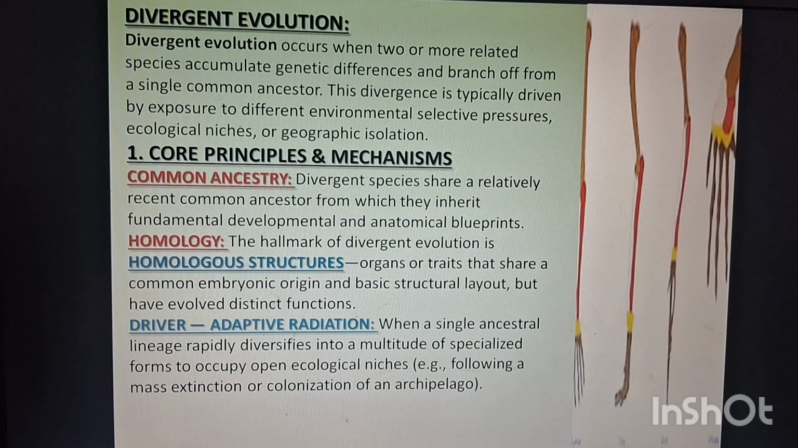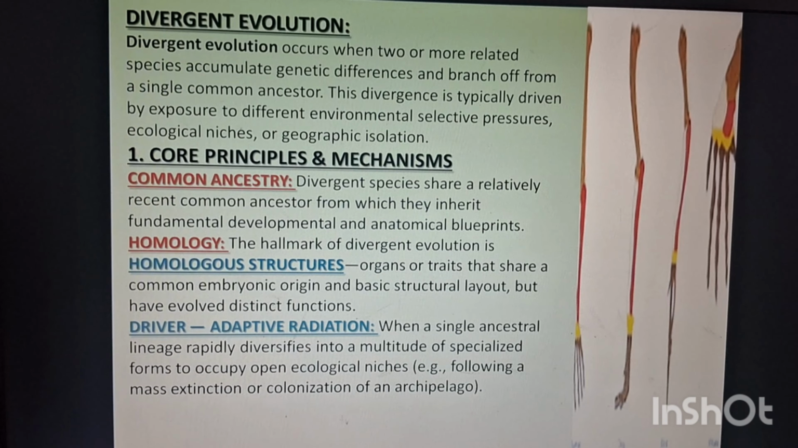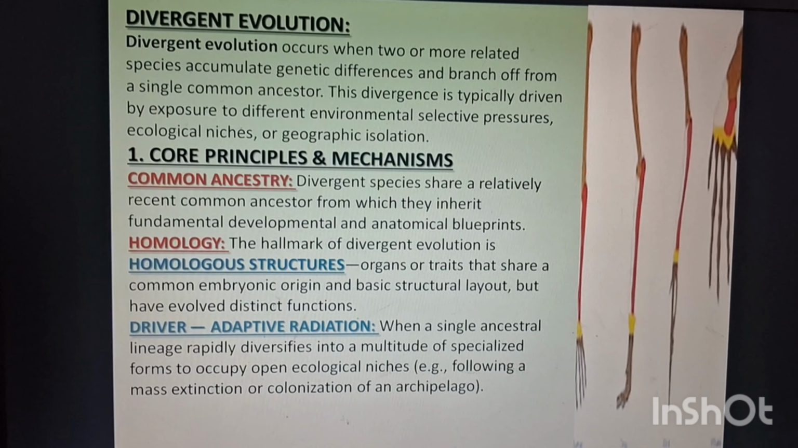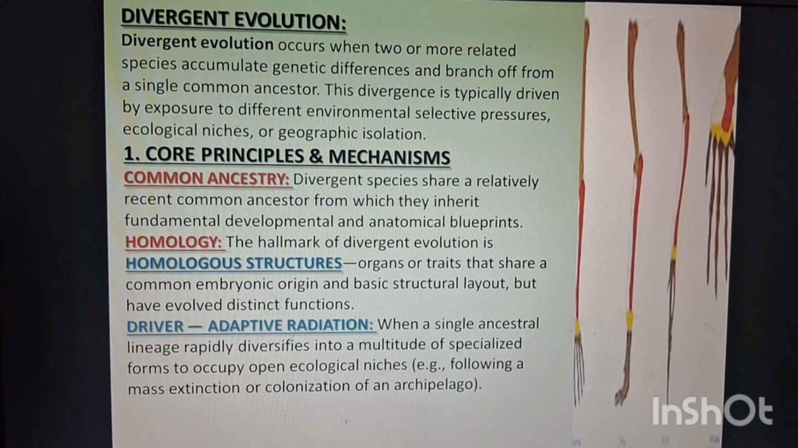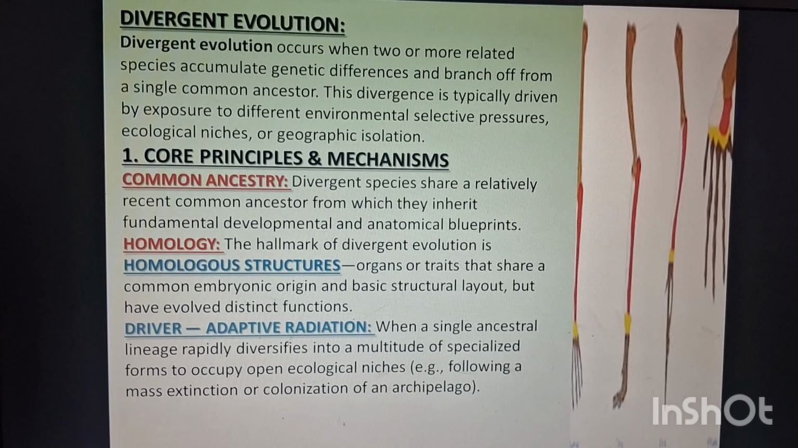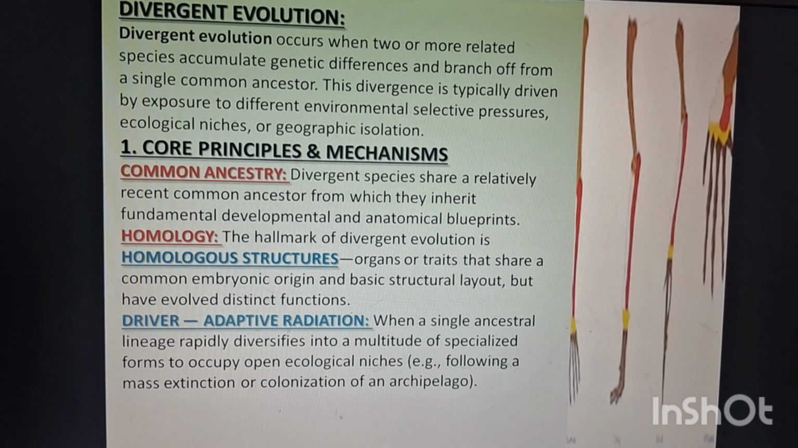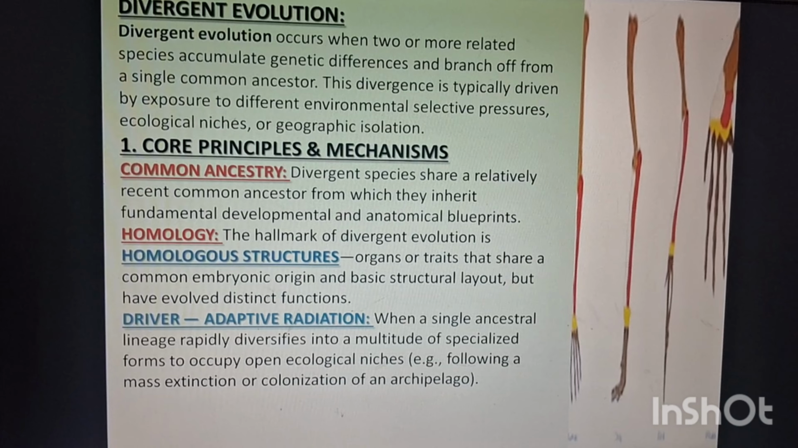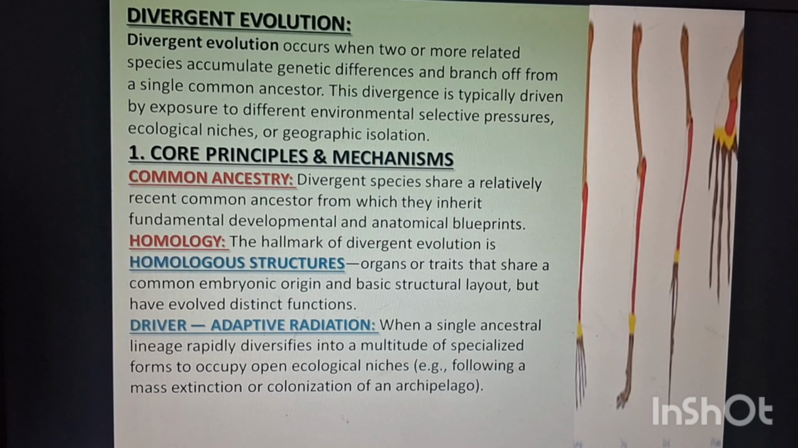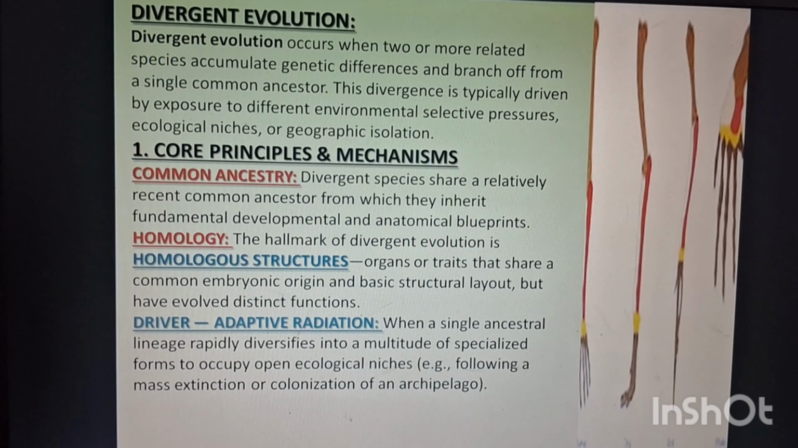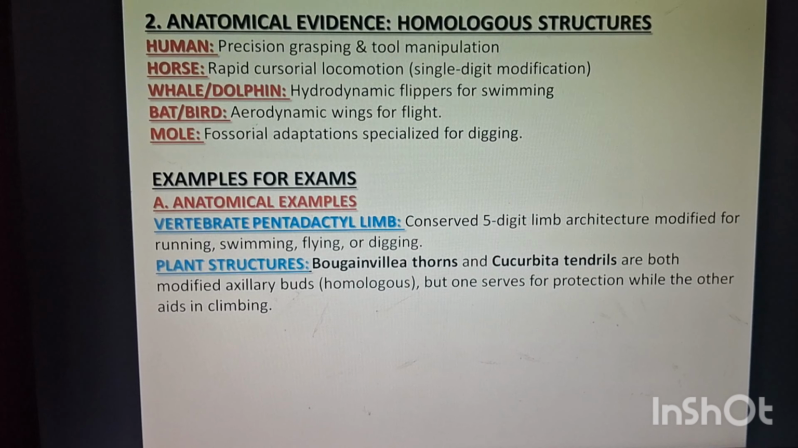Homologous structures, first point: organs or traits that share a common embryonic origin and basic structural layout but have evolved distinct functions. And the principle of adaptive radiation: when a single ancestral lineage rapidly diversifies into a multitude of specialized forms to occupy open ecological niches, following a mass extinction or colonization of an archipelago. Anatomical evidence of homologous structures.